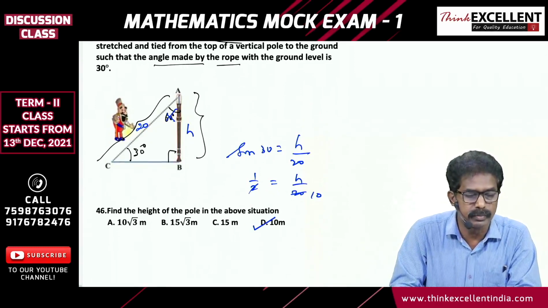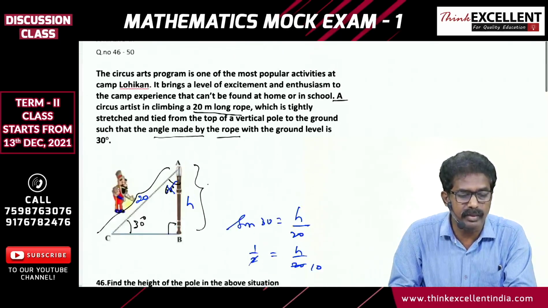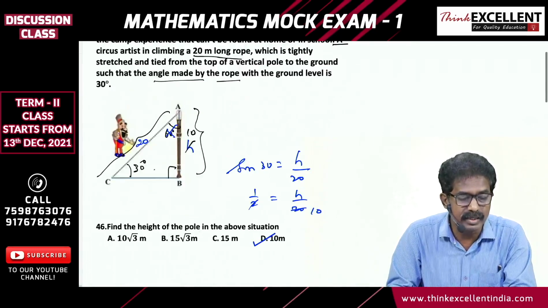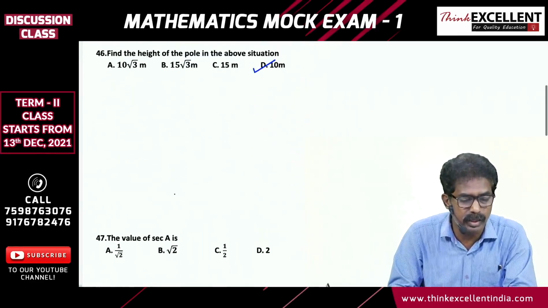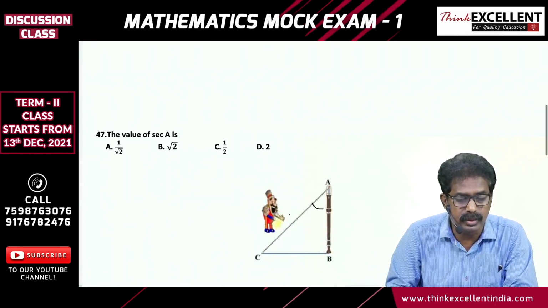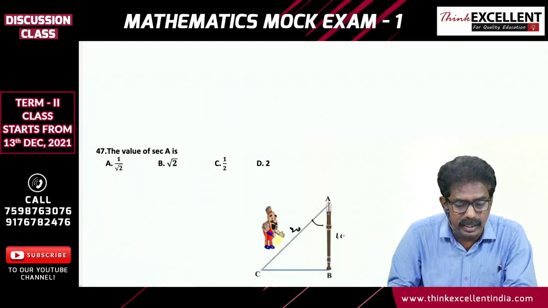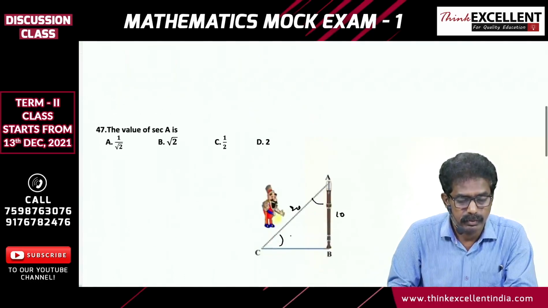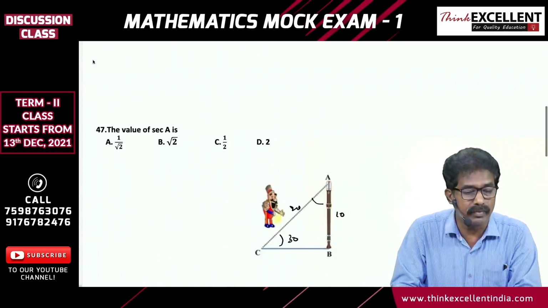Fourth option. See the second one. So height of the pole is 10, right? Height of the pole is 10. Unless they change other angles and all, you take it as 10. Now see the next one. The value of secant A they asked. So this rope length is 20, this is 10. This angle they have given is 30 degrees. Secant A they asked, so now we consider the angle A. We don't want this C.